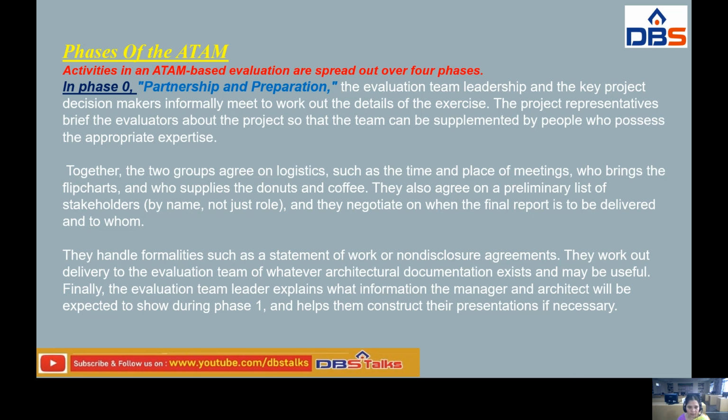And also whatever architectural documentation exists and may be useful, they can work out. And finally, the evaluation team leader explains what information the manager and architect will be expected to show during phase 1. So what types of expectations there are in phase 1, what types of outputs they expect, and what type of information they need to evaluate. Finally the team leader will explain that information to the manager and architect to be shown during phase 1, and helps them construct their presentation if necessary.